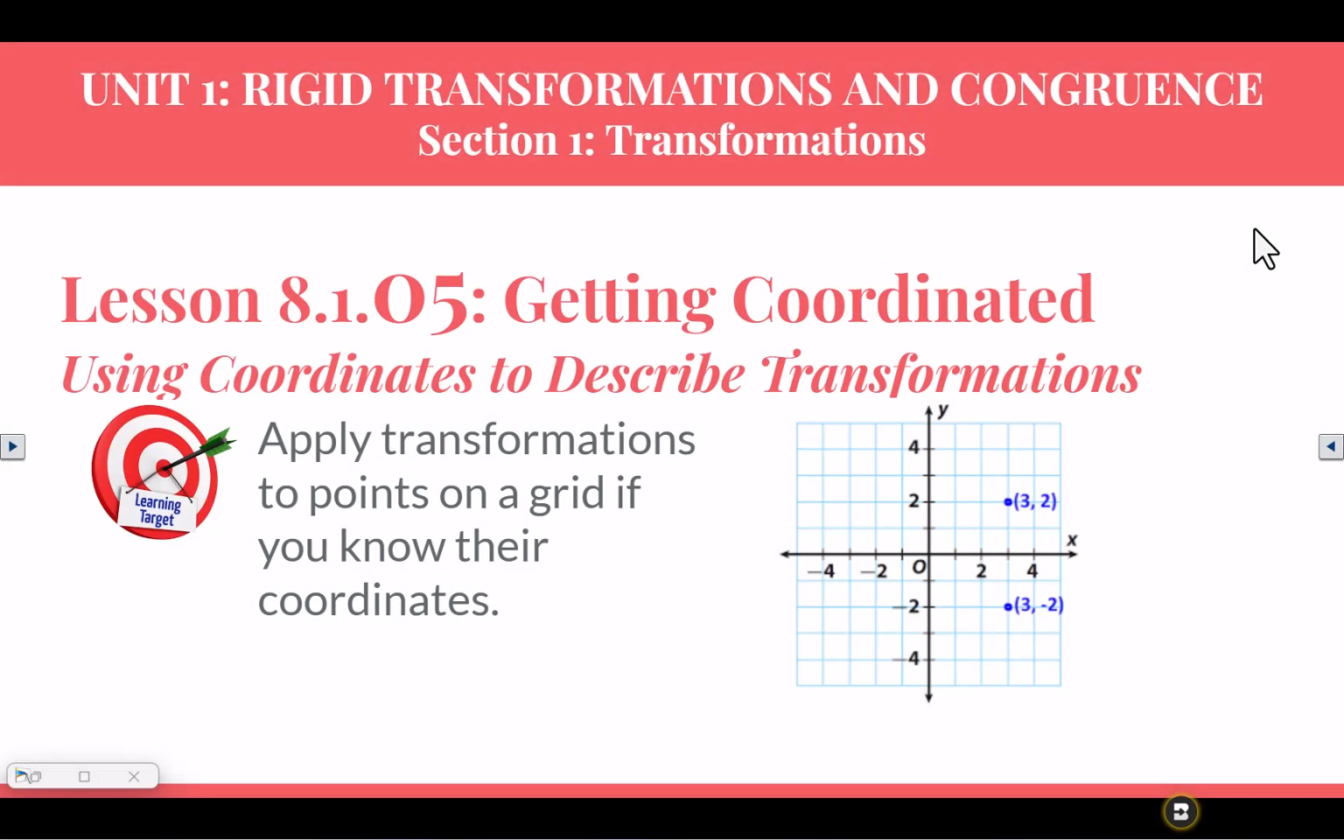Lesson 8105, Getting Coordinated, using coordinates to describe transformations. In this lesson, we'll apply transformations to points on a grid if you know their coordinates. And since this lesson is about coordinates, I want to take a moment just to remind you of how to plot points for those of you that need a quick refresher.